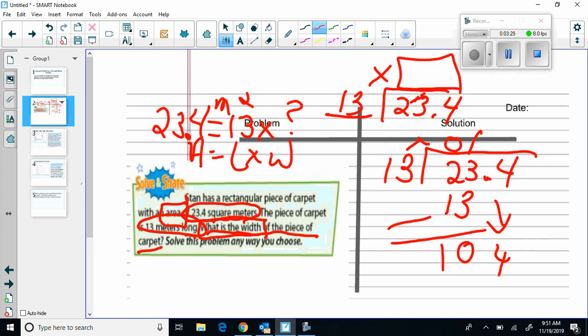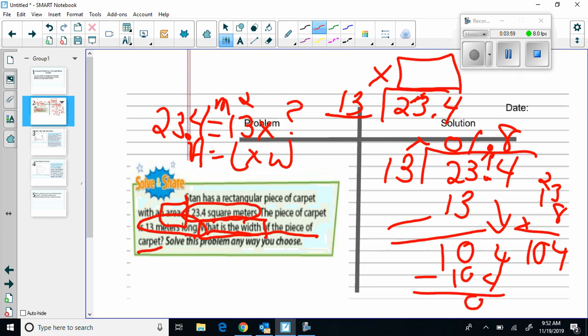Now, if you remember from our previous conversations, when you divide, you always want to bring that decimal straight up. So now we know we have one whole. Then after we bring down, we're going to divide 13 into 104. And 13 times 8 would be what we would want. 8 times 3 is 24. Carry your 2. We would get 104. It's always fun when it comes out even. So 8 times 13 is 104. So then that means our width is 1 8/10.